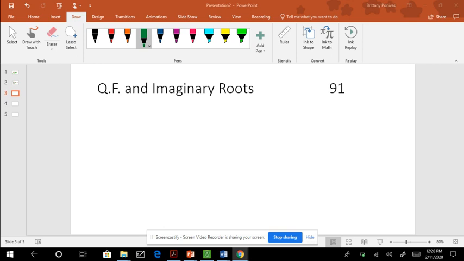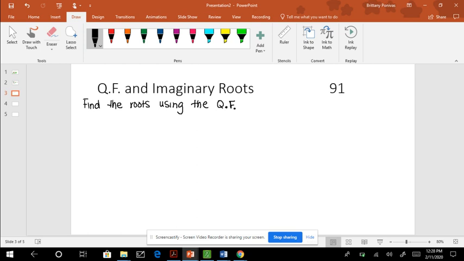On page 91, make sure you have this heading down. It should match page 90. And the directions are simply going to be find the roots using the quadratic formula. And if you haven't picked up on it already, I abbreviate the quadratic formula with QF.